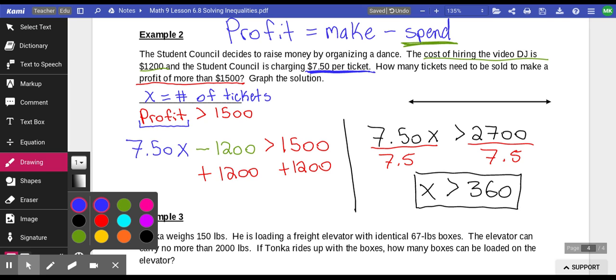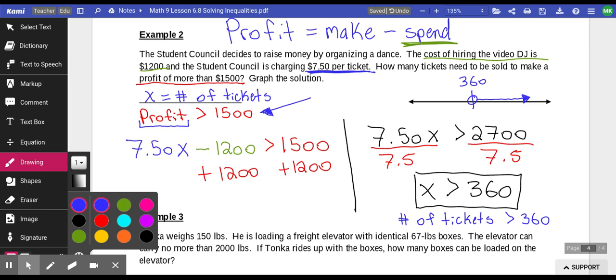So in order for there to be a profit of 1,500, we figured out that the number of tickets sold is greater than 360. That's what that means. If you wanted to graph it, there's 360. We're open-faced because we don't want to be equal to, we want to be greater than.